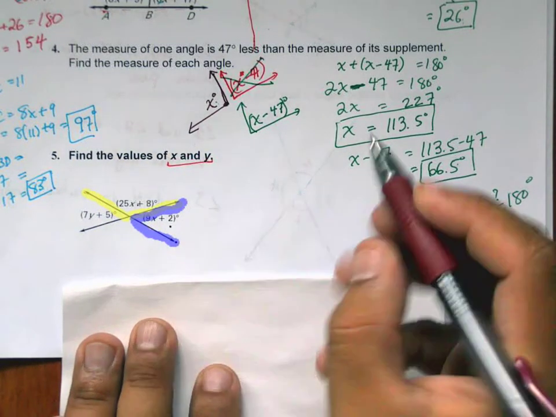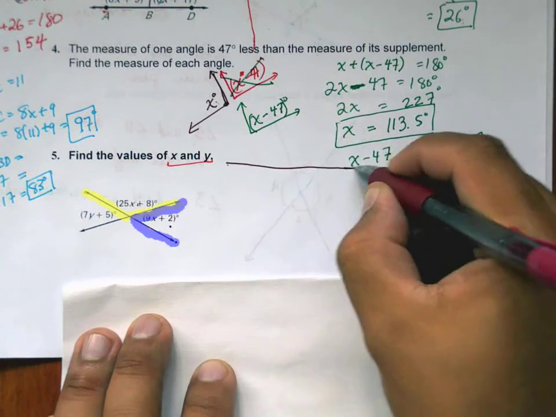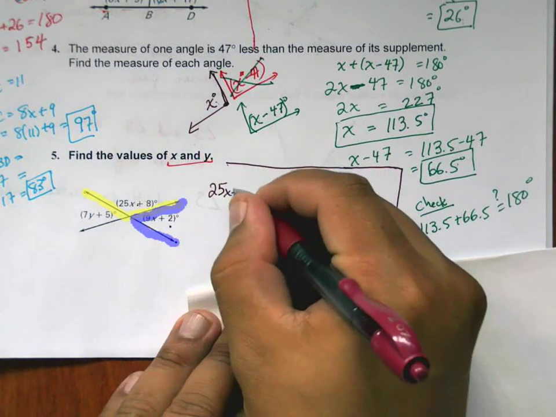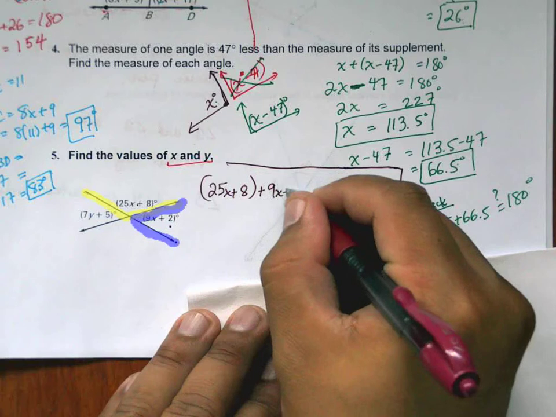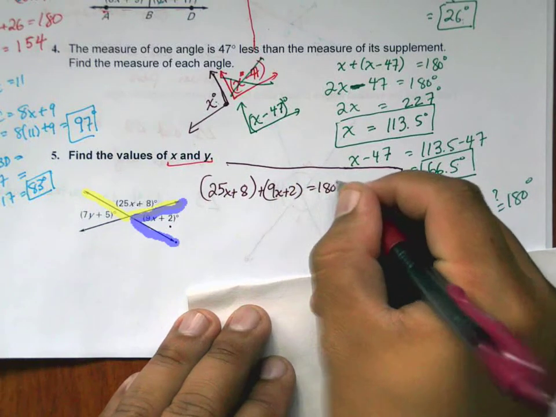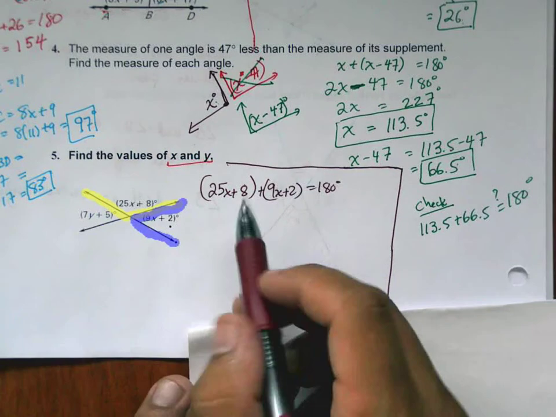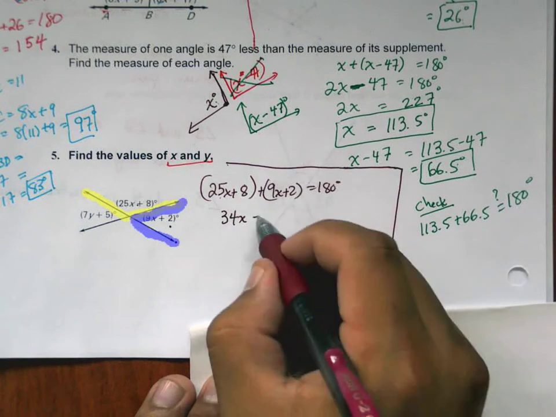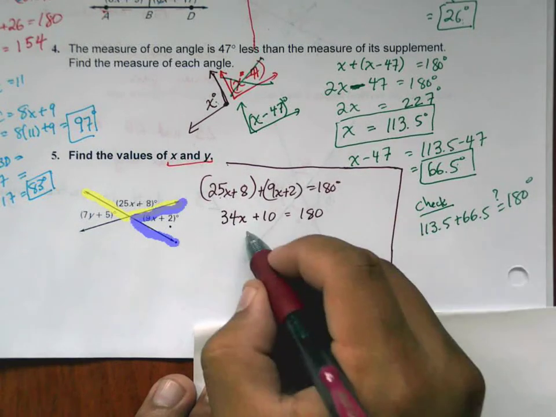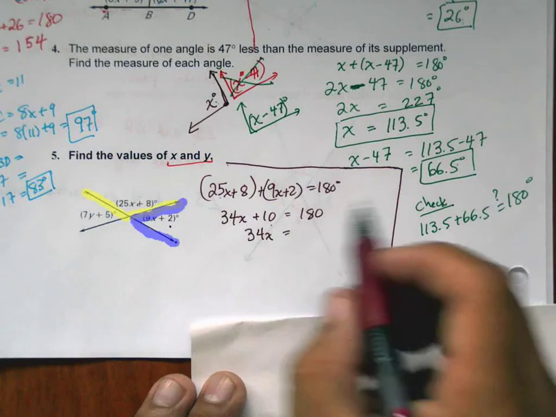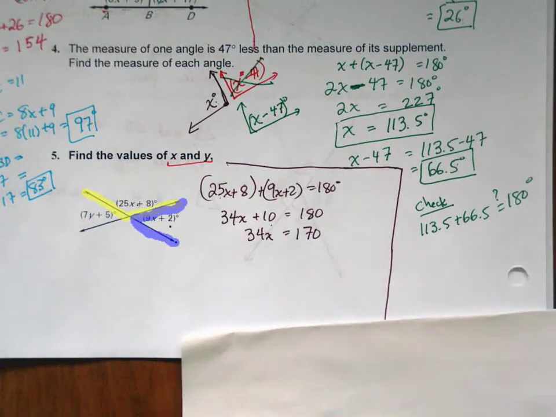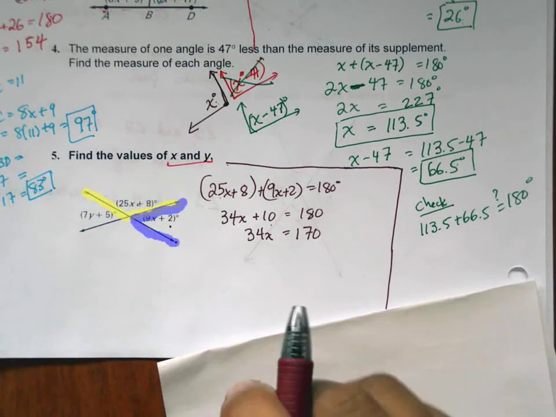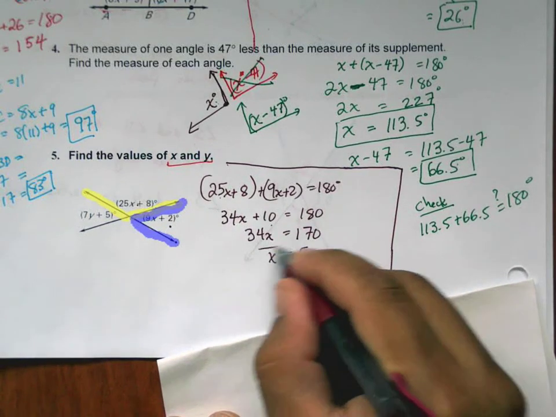So I know that 25x plus 8 and 9x plus 2 will equal 180 degrees. Now I just do the arithmetic. 25x and 9x give me 34x. 8 and 2 give me 10. So 34x plus 10 equals 180. Subtract 10 from both sides, I get 170. Then divide both sides by 34, and I get x equals 5. This is my final answer for x.